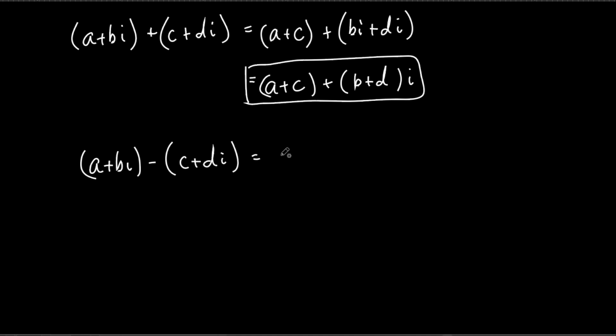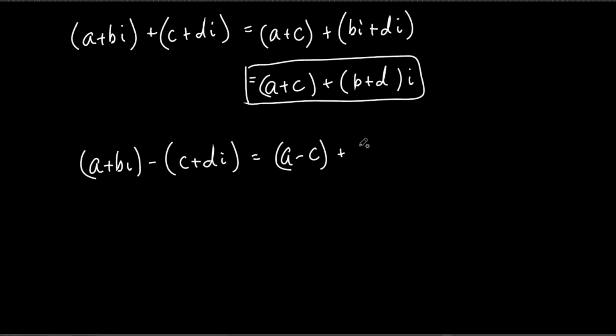Let's add these together. So what do I get? Add the what parts first? What goes first? The real parts first. So it's a minus c, right? When I say add, it's like plus a negative, right? So add or subtract the reals first. So that would give you what? a minus c. Agreed?